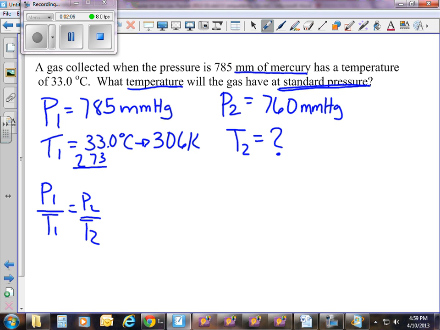And before we even get anything going, we realize that pressure is actually decreasing. So therefore, my final temperature answer should also be decreasing. My next step, I'm going to cross multiply these. So I'm going to get P1 T2 equals P2 times T1. This is what I'm trying to solve for, so I'm going to divide both sides by P1. So T2 is equal to P2 times T1 divided by P1.